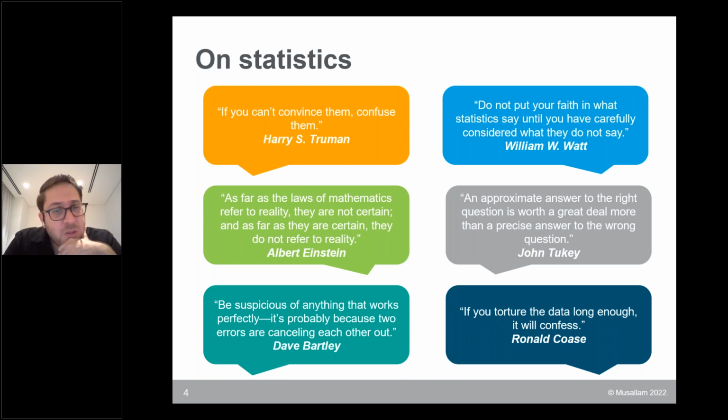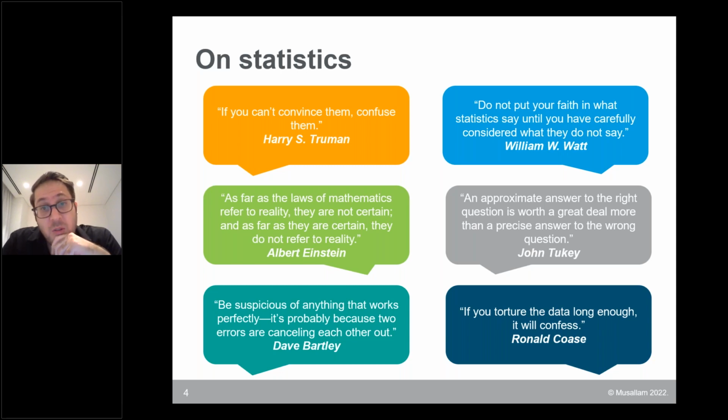And then, be suspicious of anything that works perfectly. It's probably because two errors are canceling each other out, and that's usually true. And don't put your faith in what statistics say until you have carefully considered what they do not say. That's probably one of the most important quotes to me, because it's always about not getting too excited about a finding until you understand what it means the other way around. And we will make a lot of those examples and comparisons later on.